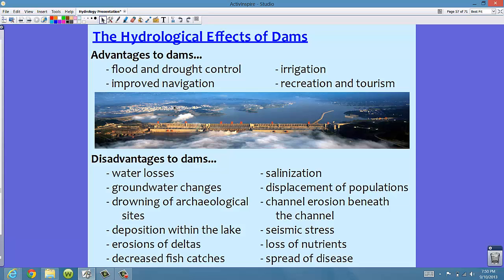Loss of nutrients. Again, because that natural flow is not happening, some important nutrients are not reaching the other side of the dam. And spread of disease. So think about also what we're doing in this particular part when we're building up these dams. We might be spreading different kinds of diseases as the water either flows through what we want it to flow through, or it might be using this particular area to spread to other populations.